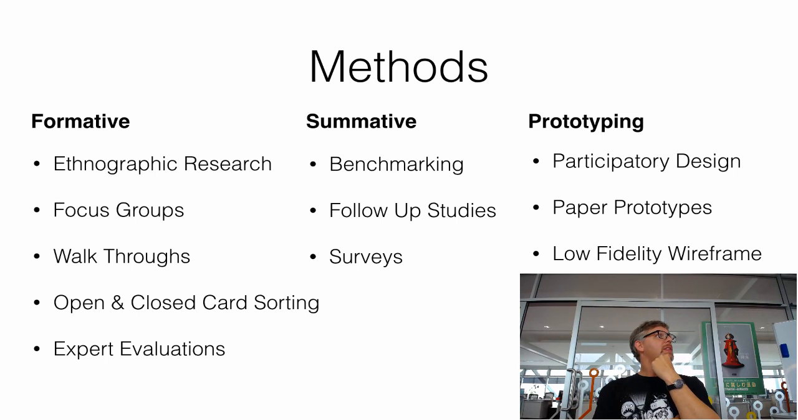And then you've got summative methods, which are about where you start to quantify things, where you start to really measure things. If you have a paper prototype, it doesn't make any sense to measure, for example, task completion time, because it depends on how quickly you can change the paper. But later on, it will give you a lot of information.